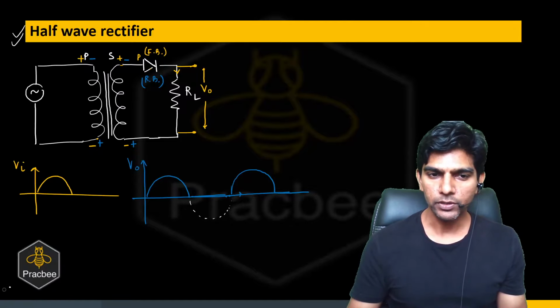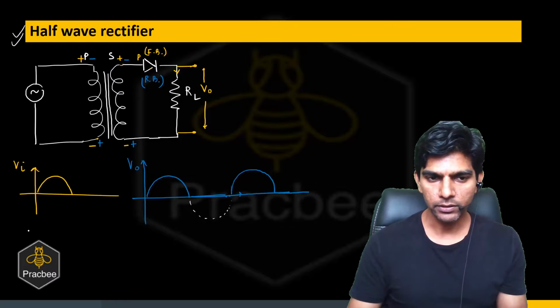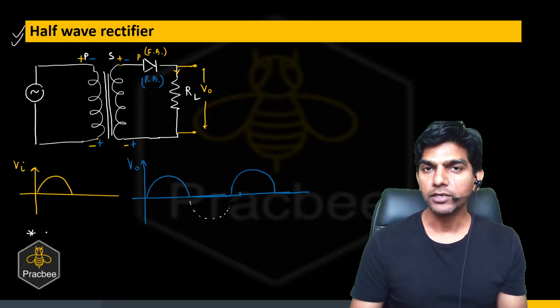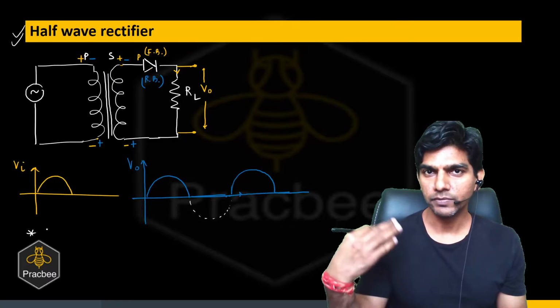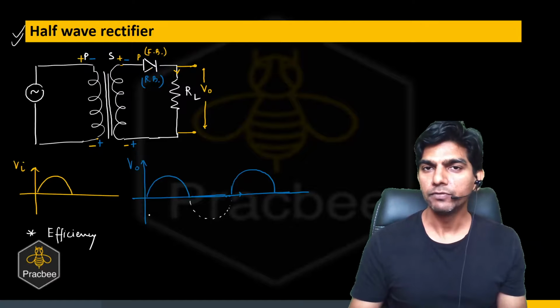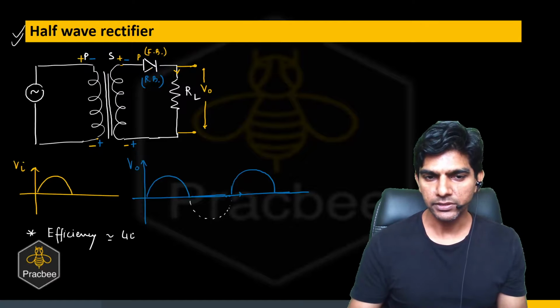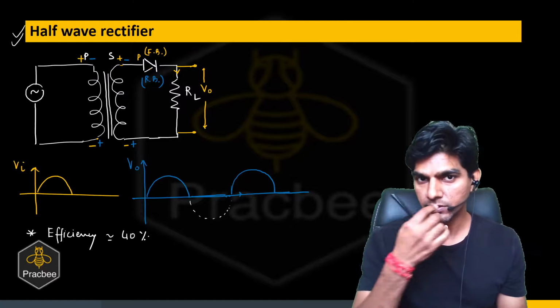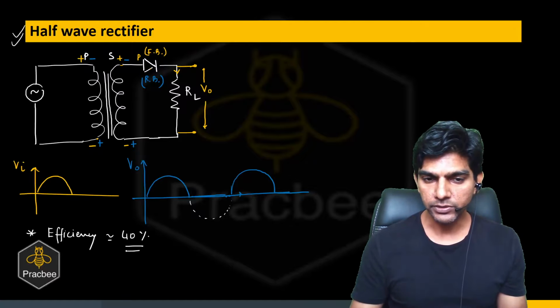And you should also remember one important point about the half wave rectifier, and the derivation of that is not that important. You should remember that the efficiency of half wave rectifier is close to 40%, right? Considering the losses and all those things. So it is close to 40%, that you have to remember.